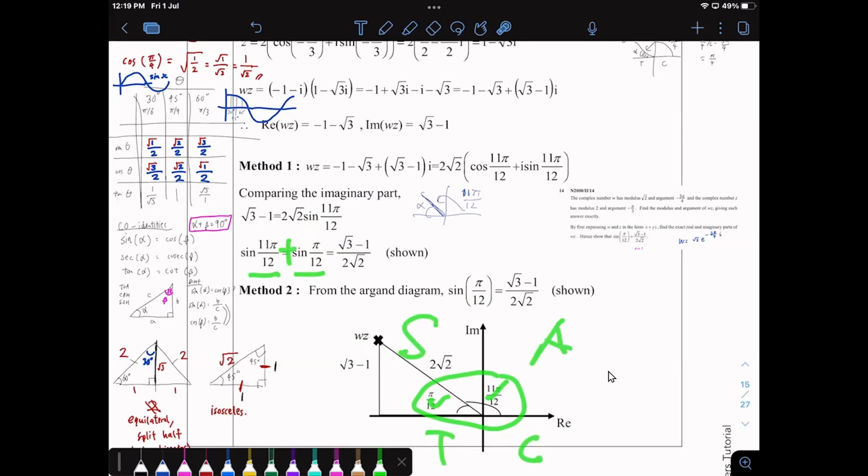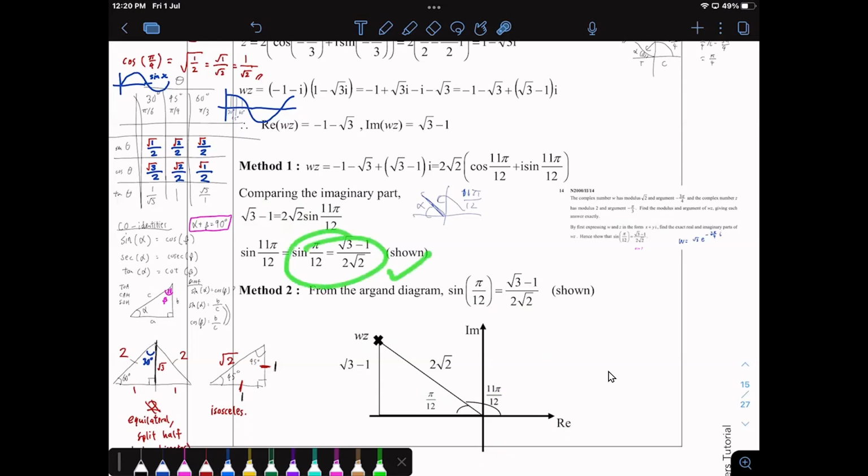Okay, good. Then that is really just root 3 minus 1 divided by 2 root 2, and then we are done. Shown. That's all. That's it. Okay, that's method 1. Understand? Okay, next one.